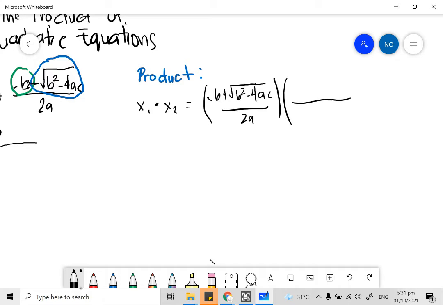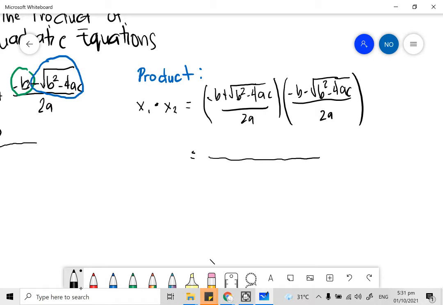times negative b minus square root of b squared minus 4ac all over 2a. Okay, so ngayon mag-multiply tayo. Paano nga ba mag-multiply ng fractions? Multiply the numerators and multiply the denominators.